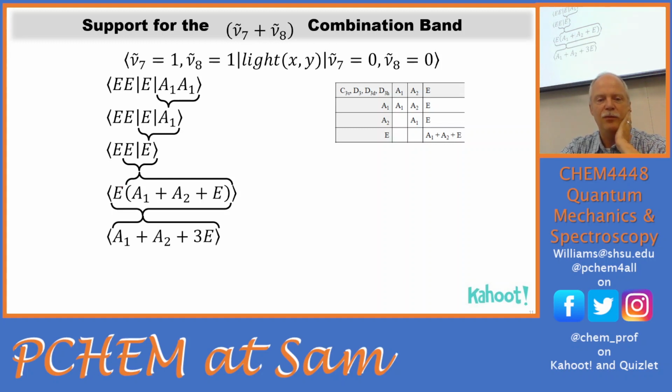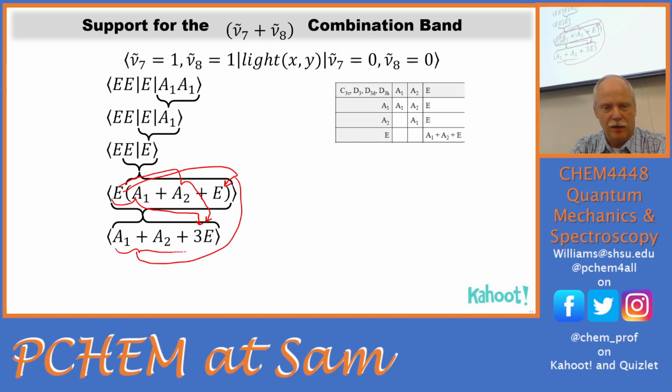So E times A1 is E. So this piece here is one of these E's right there. E times A2 is one of those E's right there. And then E times E gives us the sum. Does everybody see where everything came from? Okay. And then that sum contains the top row, so therefore this is not equal to 0.